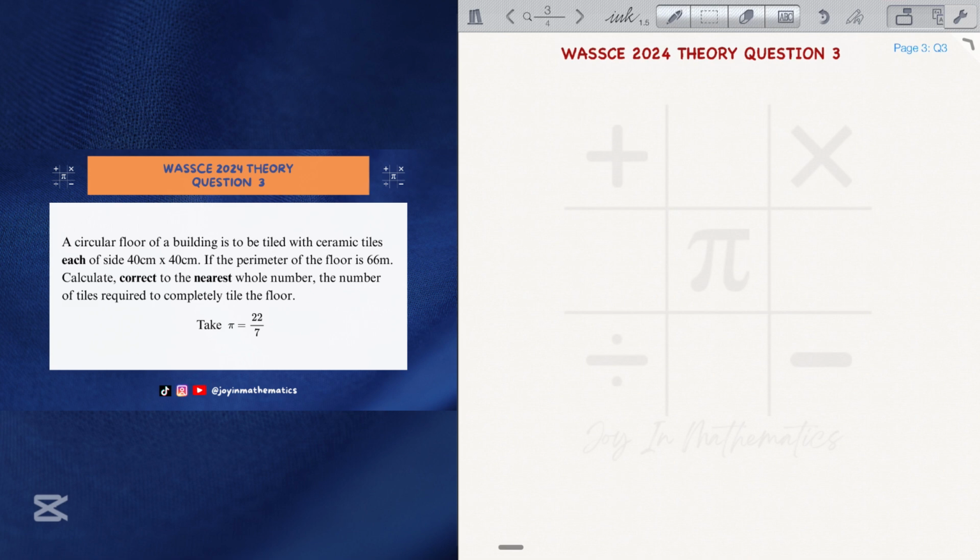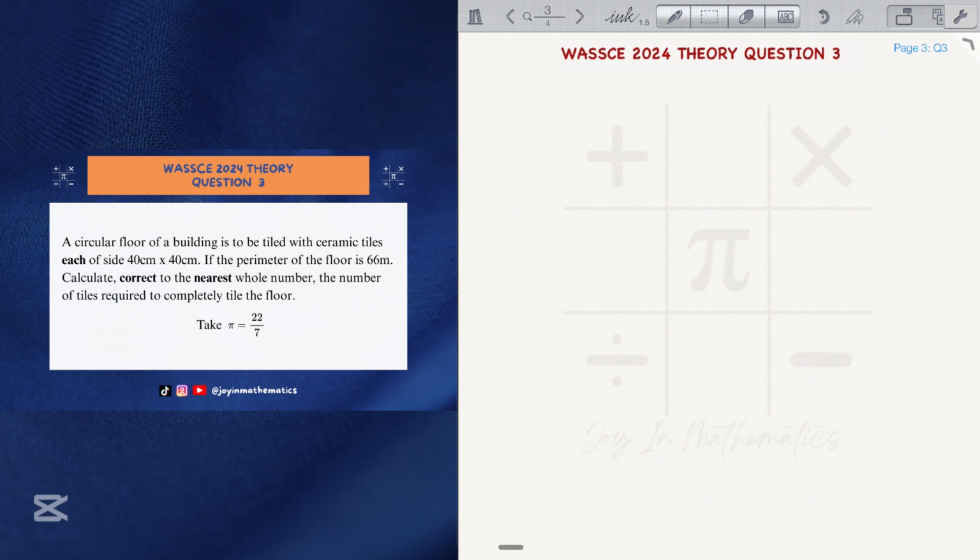Moving on to question 3. The question says a circular floor of a building is to be tiled with ceramic tiles, each of side 40 centimeters multiplied by 40 centimeters. If the perimeter of the floor is 66 meters, we should calculate, correct to the nearest whole number, the number of tiles required to completely tile the floor.